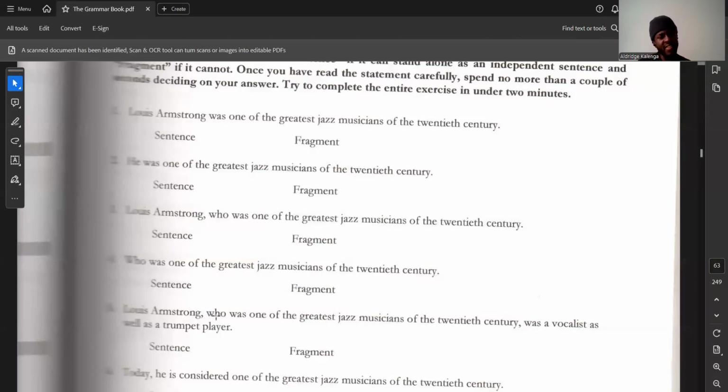So number 3 is definitely a fragment. Number 5 is a sentence, right? I've given you number 5, so don't say, oh, that's not fair. He just wants us to answer questions because he doesn't know and he's trying to learn. I've also given you guys one. So what about number 4? Who was one of the greatest jazz musicians of the 20th century?